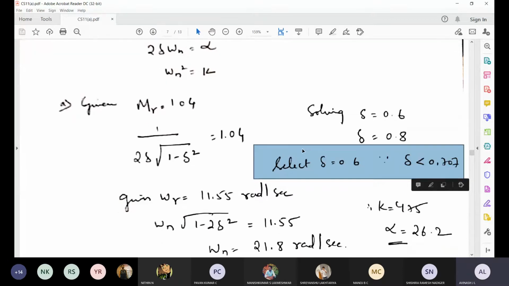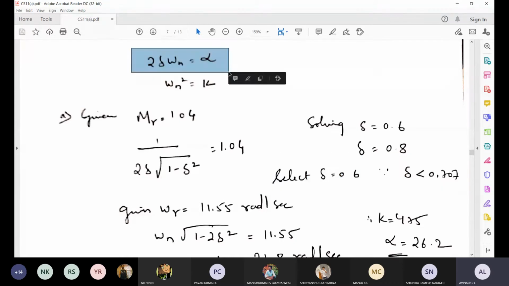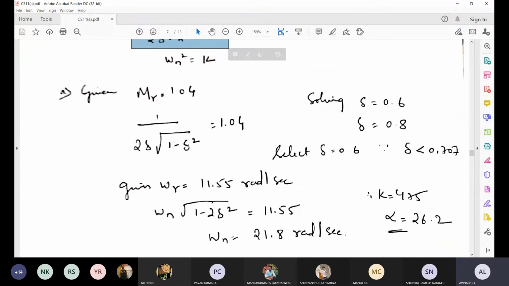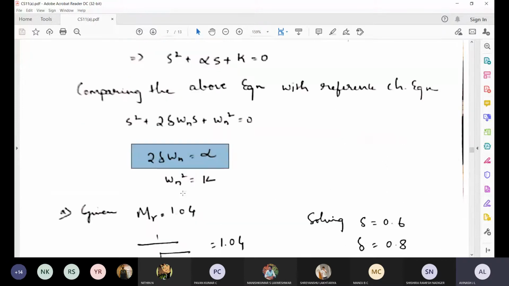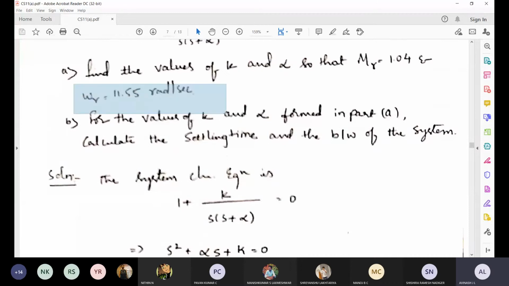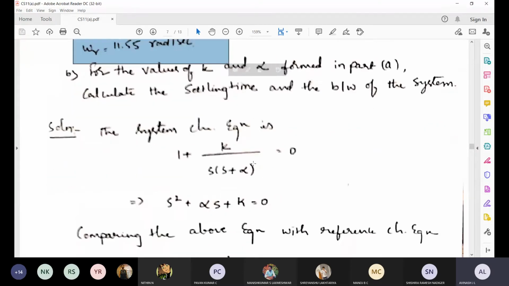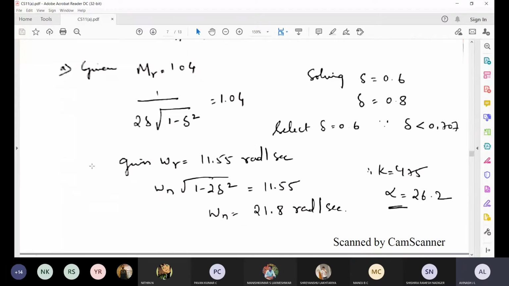Once we find the value of delta, we can do this process: 2 into delta omega n will be equal to alpha. For this, once again we require omega n. The omega r value they have given. In the given numerical, omega r equal to 11.55 radians per second, and that particular 11.55 radians per second we will be using.